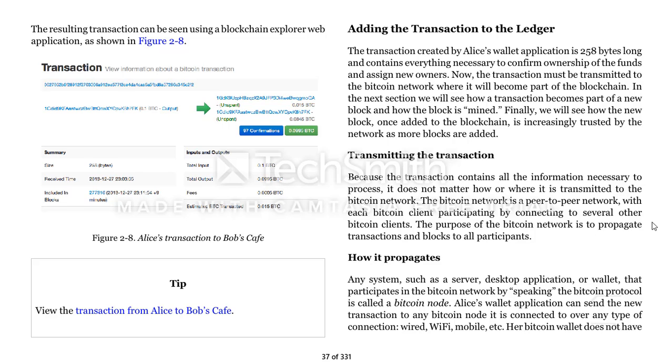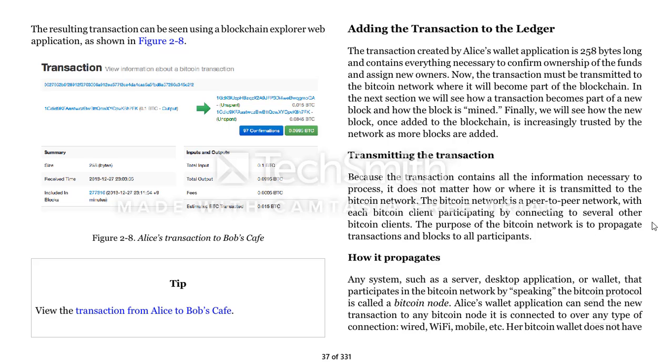Transmitting the transaction. Because the transaction contains all the information necessary to process, it does not matter how or where it is transmitted to the Bitcoin network. The Bitcoin network is a peer-to-peer network, with each Bitcoin client participating by connecting to several other Bitcoin clients. The purpose of the Bitcoin network is to propagate transactions and blocks to all participants. How it propagates. Any system, such as a server, desktop application, or wallet, that participates in the Bitcoin network by speaking the Bitcoin protocol is called a Bitcoin node.